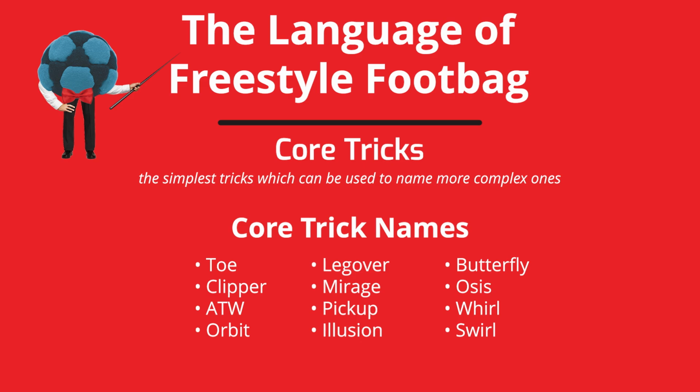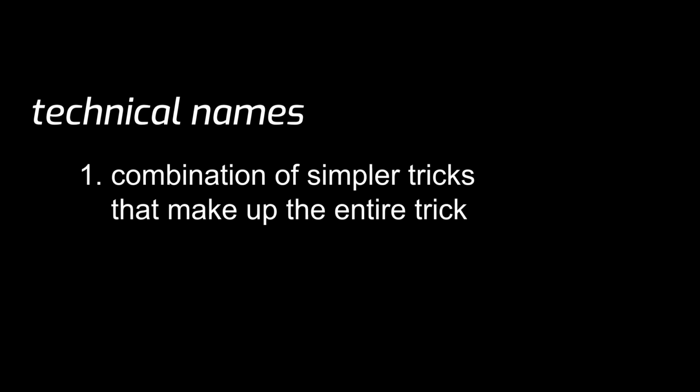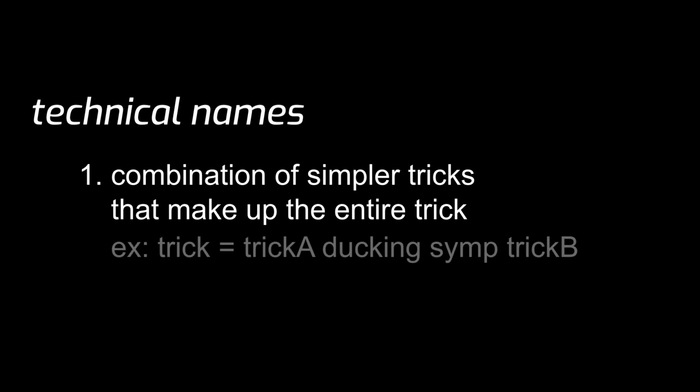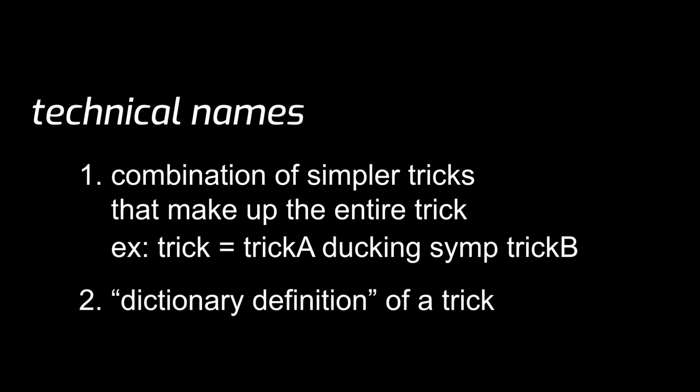And now with this small set of tricks, we have enough info to give almost any trick a basic technical name. A technical name is just the name formed by writing out the simpler tricks and trick fragments inside a more complex one, including any concepts we covered earlier like phases, ducking, symposium, etc. A technical name is like a trick's dictionary definition, and since tricks are defined with other tricks, there are usually several technical names you could come up with for any given one.